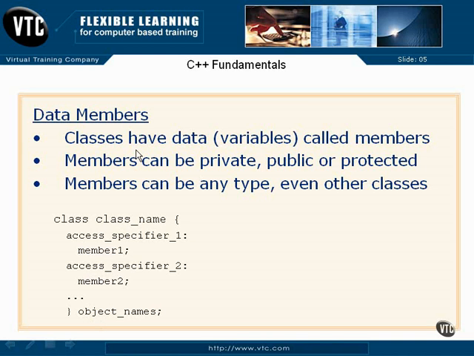So classes can have data or variables called members. Members can be private, public, or protected, and that's the access specifier. You'll see the word private or public or protected in that access specifier with a colon after it. Now the members that are there, they can be any type. They can even be other classes. They can be integers, floats, characters, all of those good things.